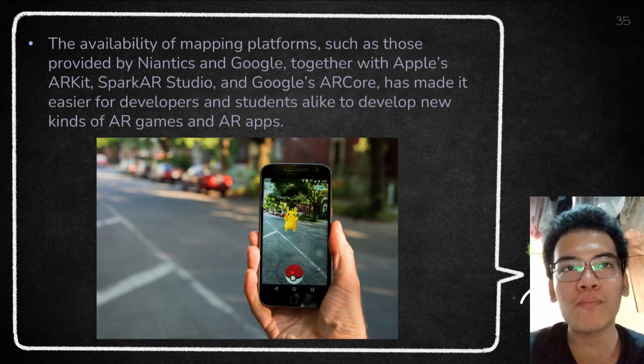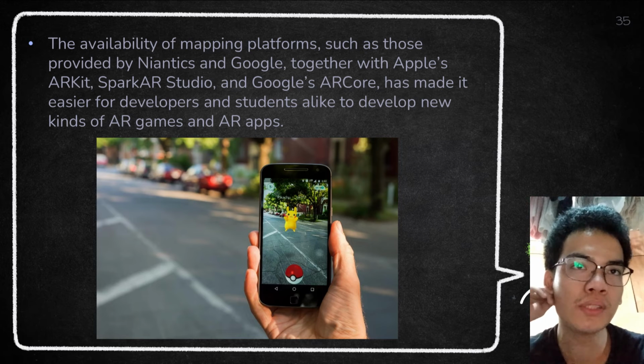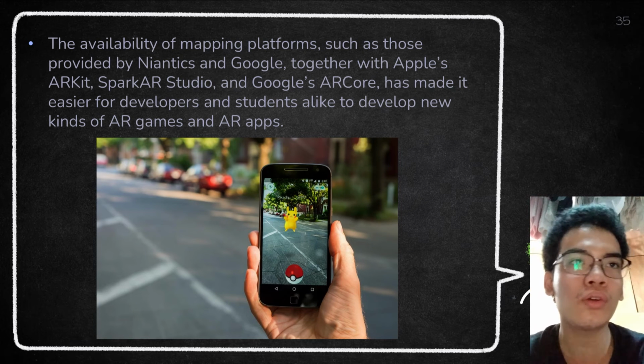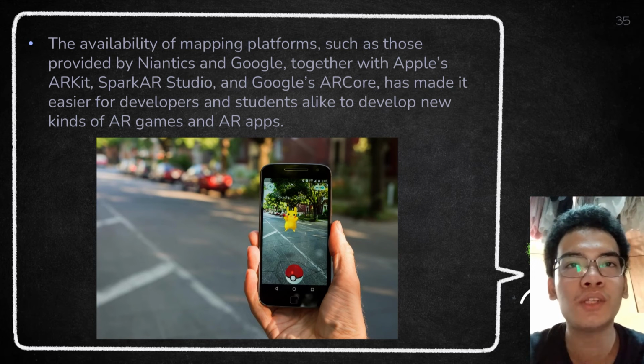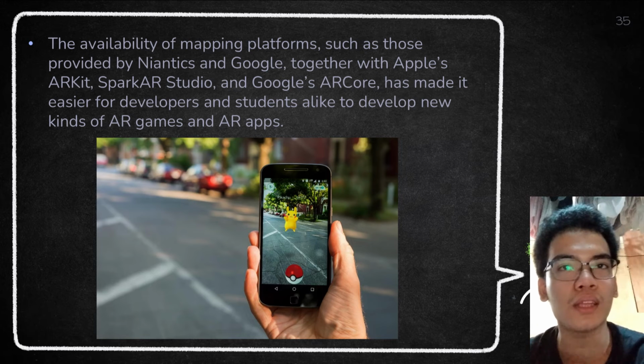The availability of mapping platforms such as those provided by Niantic and Google, together with Apple's ARKit, Spark AR Studio, and Google's ARCore, has made it easier for developers and students alike to develop new kinds of AR games and AR apps. Another popular AR game that has emerged since Pokemon Go is Jurassic World Alive, where players walk around in the real world to find as many virtual dinosaurs as they can. It is similar to Pokemon Go but with a different gaming mechanism. For example, players have to study the dinosaurs they come across by collecting their DNA and then recreating it.